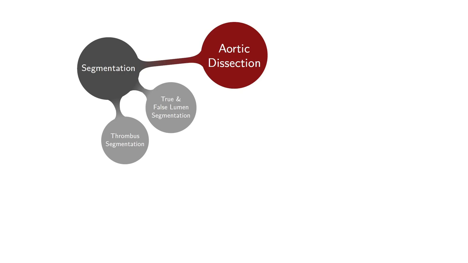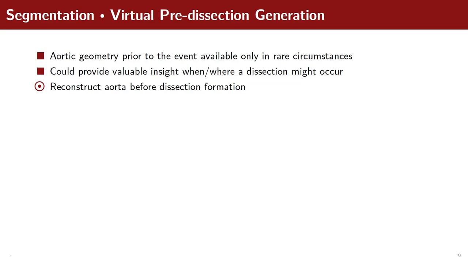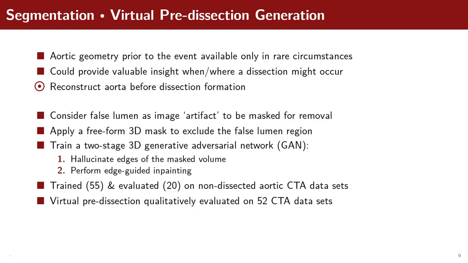So far, we labeled the true lumen, false lumen, and false lumen thrombosis if existing. Ideally, data prior to the development of the dissection should also be considered. However, such data is only available in rare circumstances, but it could provide valuable insight when or where a dissection might occur. For that reason, we aimed at reconstructing the aorta before the dissection formation. We considered the false lumen as an image artifact and apply a freeform mask to exclude it from the dataset. We trained a two-stage 3D generative adversarial network that hallucinates edges of this mask volume and performs edge-guided inpainting.